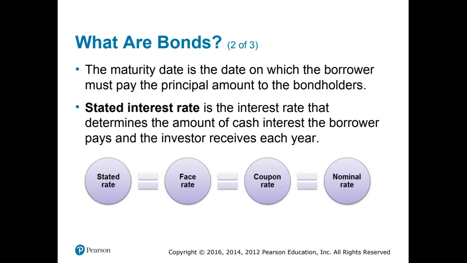So the maturity date is the date on which the borrower must pay the principal amount to the bondholders. It's the date that it matures that the principal amount is due. The stated interest rate is the interest rate that determines the amount of cash interest that the borrower pays and the investor receives each year. So the stated rate equals the face rate equals the coupon rate equals the nominal rate.